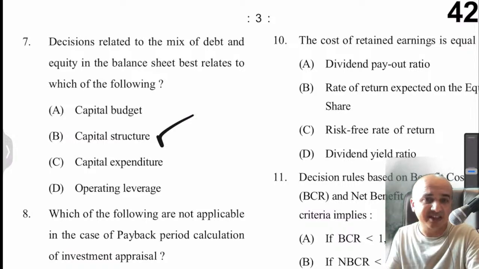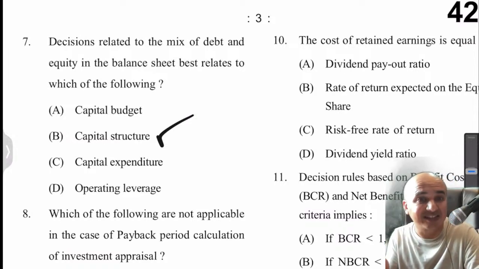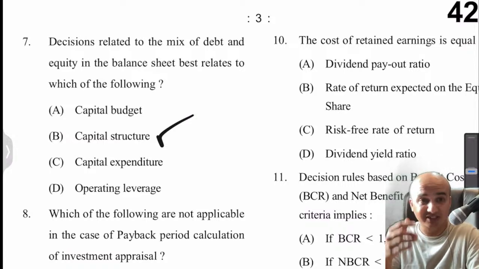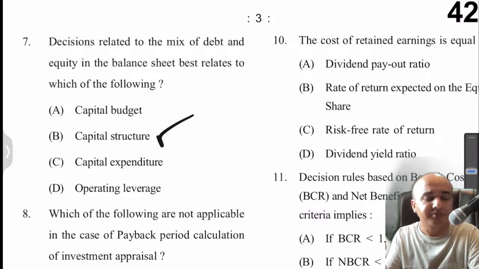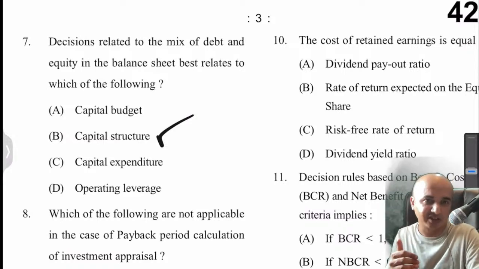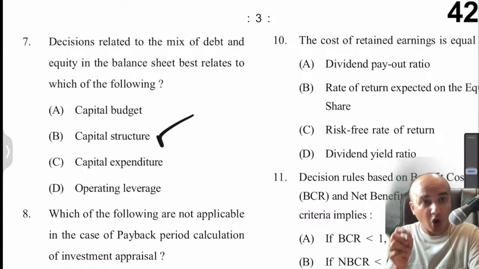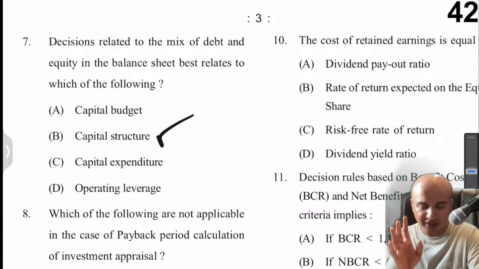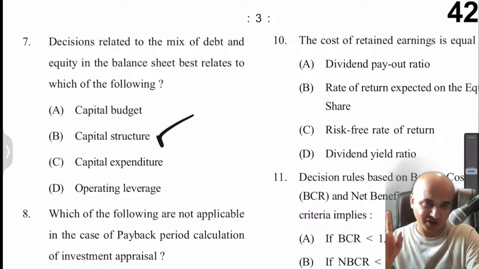Whereas option C, that is capital expenditure, specifically relates to investment in, say, long-term assets or projects that are expected to generate future economic benefits for the company. So that is about capital structure. And operating leverage is a totally different thing, which is nothing but the degree to which fixed costs are present in a company's cost structure. So the operating leverage measures the sensitivity of a company's operating income to changes in revenue. So therefore the right answer in this case is option B, that is capital structure.